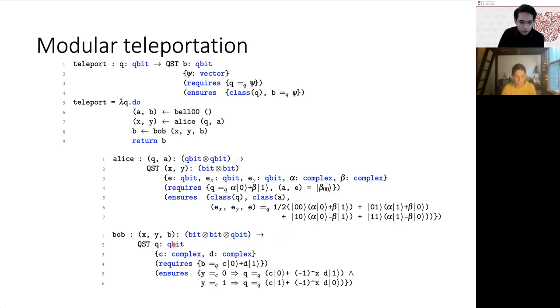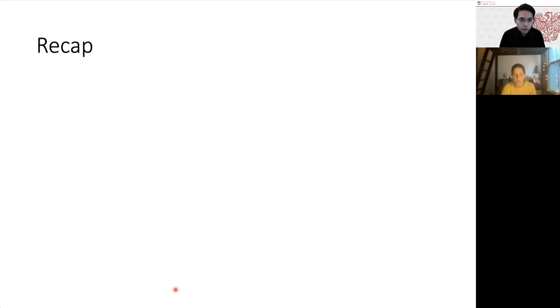In case of Bob, it only needs 2 bits and a qubit, so we don't need to specify an entangled ghost variable here. We can just work with usual logical variables or ghost variables based on their amplitude. So yeah, I'm happy to talk more about this, but it's doable.